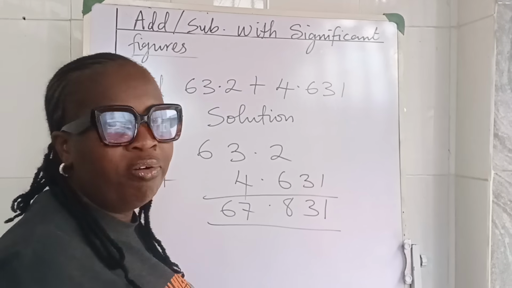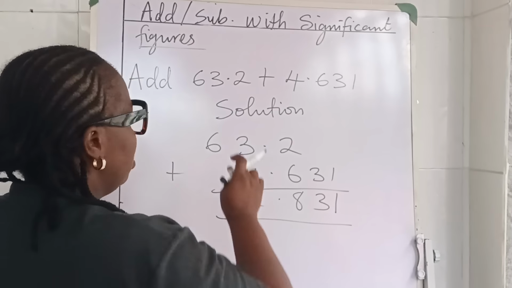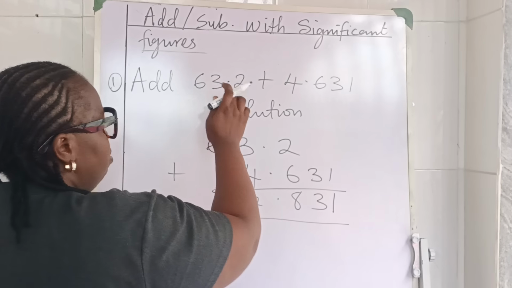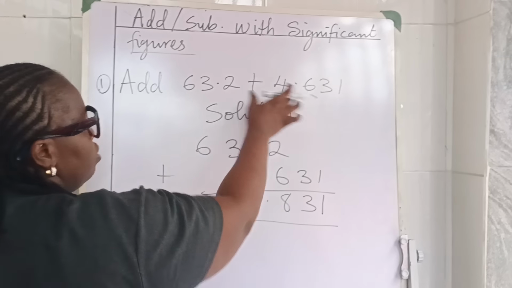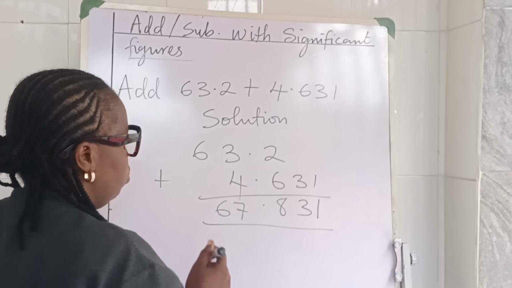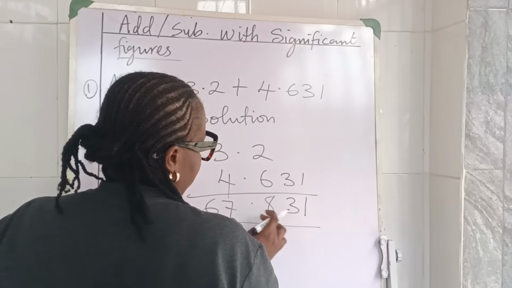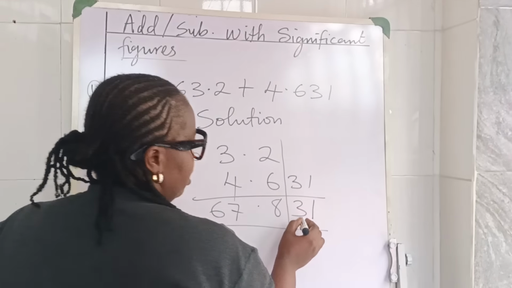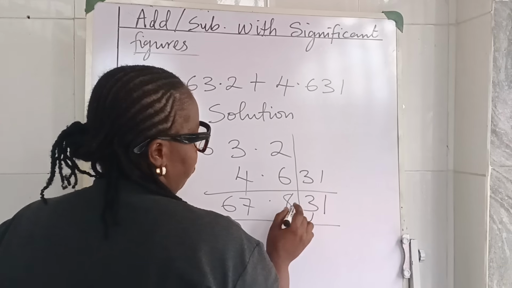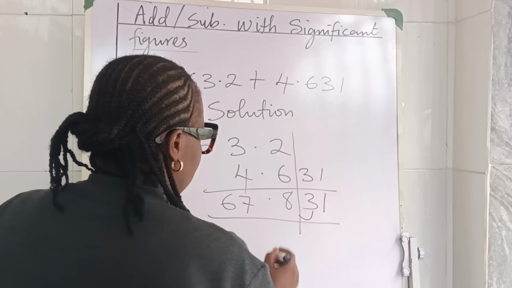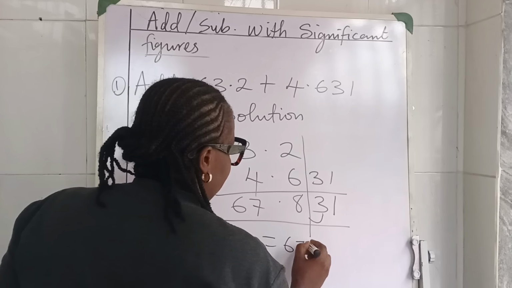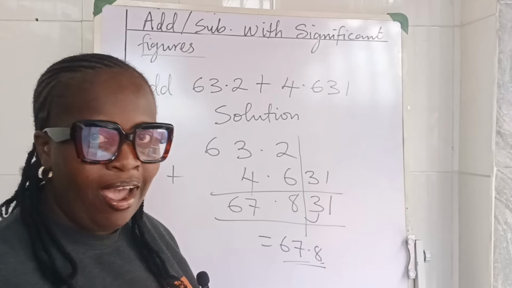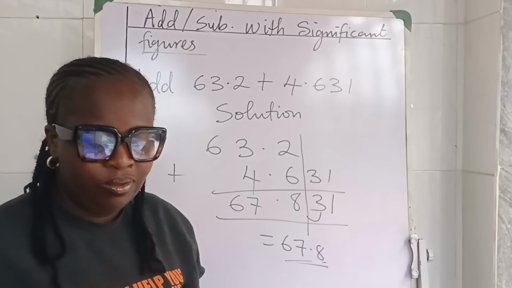But is this going to be our final answer? No. Because our final answer is meant to be just one decimal place. The reason is that the least of these numbers has just one decimal place. So this is where it's going to stop, here after the decimal. But since this 3, the neighbor, does not have any effect on 8, 8 remains like that. So automatically my final answer is 67.8. Easy peasy, right?